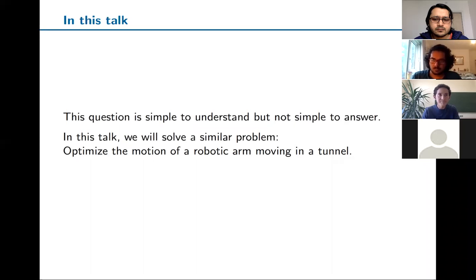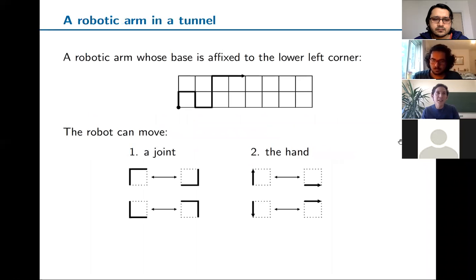Okay. So this is the kind of robotic arm we are interested in. It's very similar to a snake, but now we are fixing, let's say, the tail of the snake or the beginning of the arm at the lower corner of your tunnel. So you should think of this as an arm that is moving in a tunnel and it's affixed on the lower left part. Okay. And this robot can move according to certain rules.